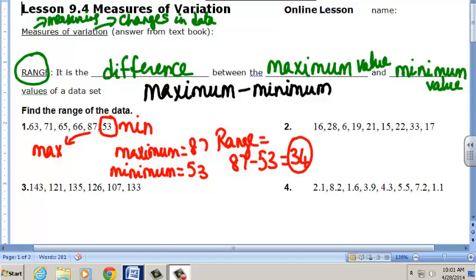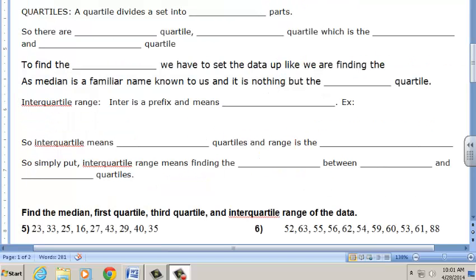Go ahead and finish 2, 3 and 4. Also, I want you to show the work for the range just like I showed you for the rest of the 3 problems. Otherwise, you will have to redo it.